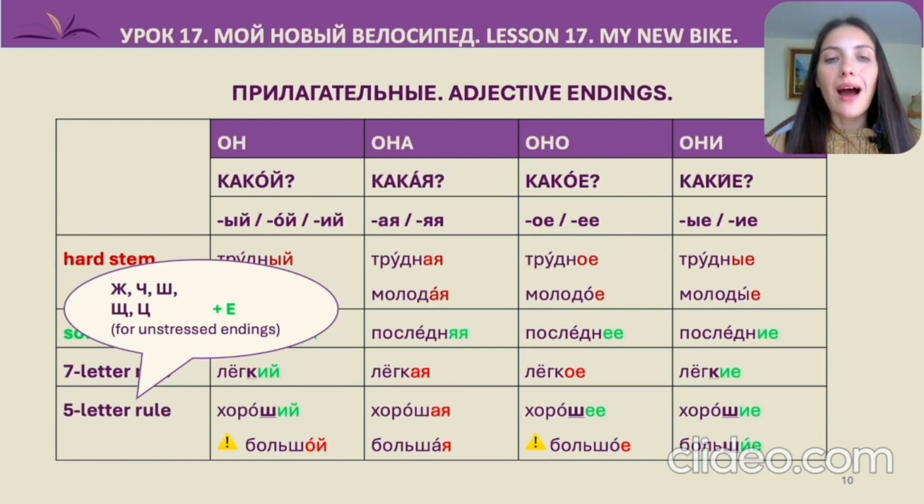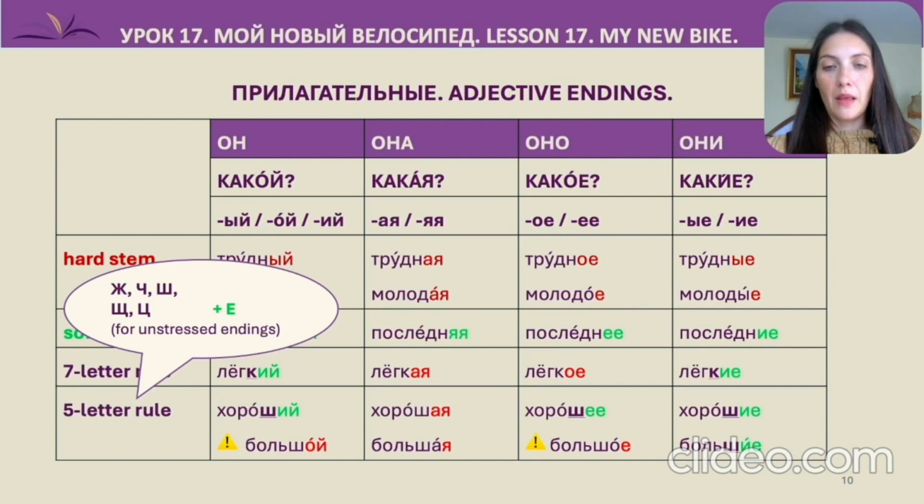But it only works for unstressed endings. What does it mean? Let's look at the first example. Хороший. There is ш. The ending is unstressed. Хороший. So, because of the 7-letter rule, we don't write ы, we write и, so it's хороший, not хорошый. Хорошая. No problem. It's not a soft stem. No 5 or 7-letter rule applies here. Then хорошее. Why so? Because the ending is unstressed, and after ш we don't write о, we write е. Хорошие. Here the 7-letter rule applies.